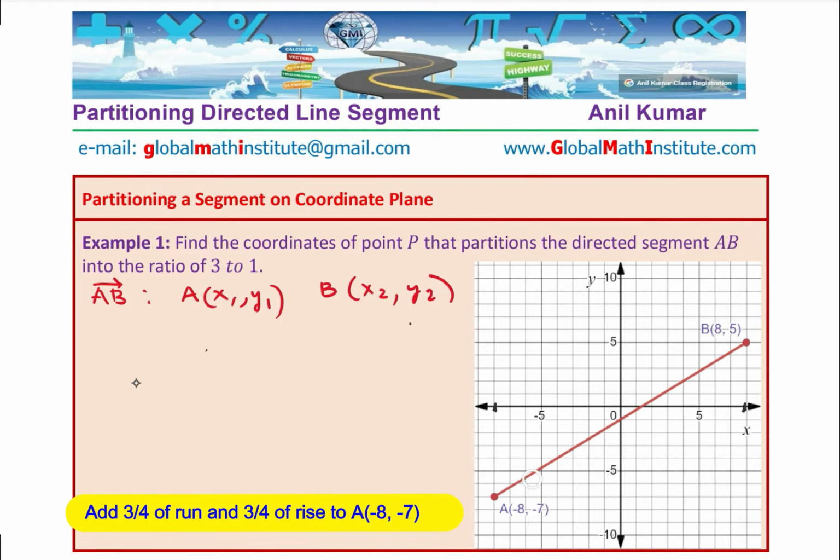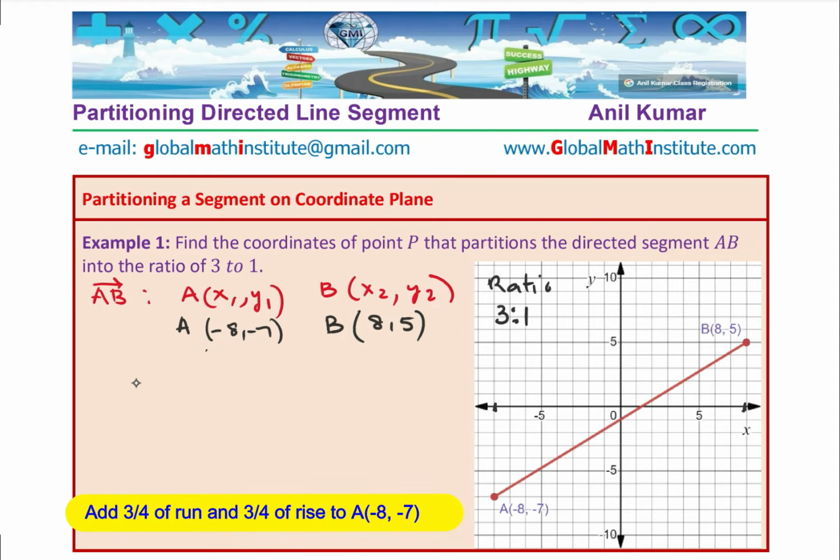We are given this graph. Point A is -8, -7. So let's write down. A is -8, -7, and B is 8 and 5. So these are given points. The ratio is 3:1. So let's write down the ratio also. So ratio here is 3:1.